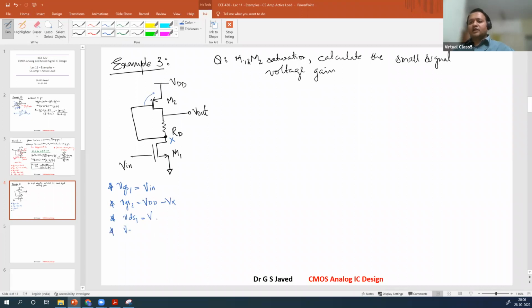Next, VDS2. What is VDS2? Drop across this. So this is the VDS2. How much is that? VDD minus V out. Next, you have ID. Another value you need is, what is VRD? Right? What is the voltage drop across the resistor? That is V out minus Vx. Okay. So these are the known variables that you have to find. Let's begin the solution.